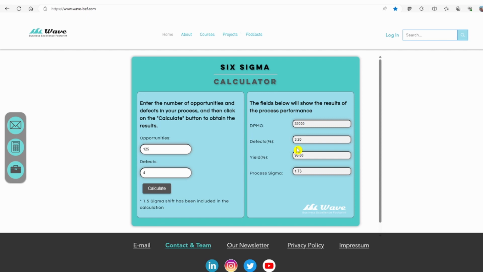We receive a defect rate of 3.2%. The yield, which is everything that runs well, is 96.8%, and we have a process sigma level of 1.73 sigma. And here, as mentioned before, we have the 1.5 sigma shift already included in the calculation. And that's how easy it is to use the Six Sigma calculator on our website in a couple of clicks.